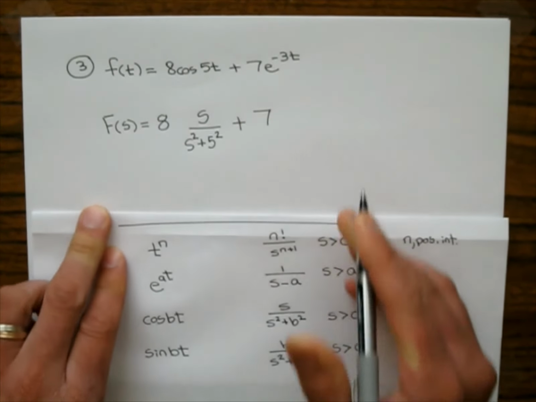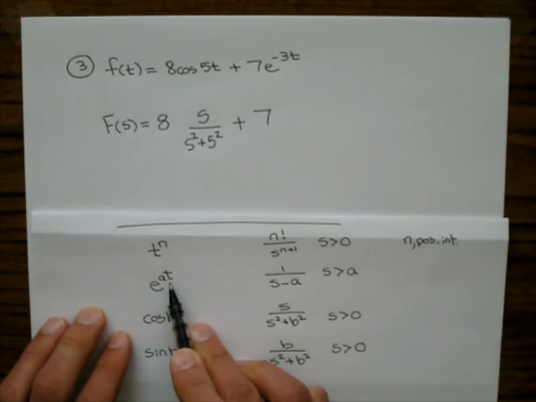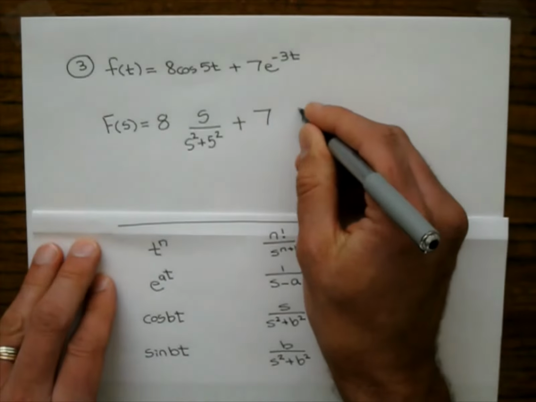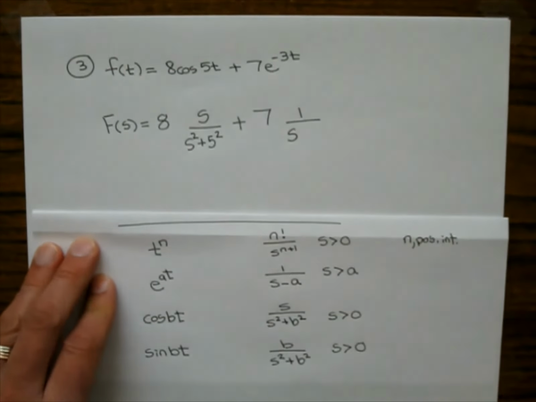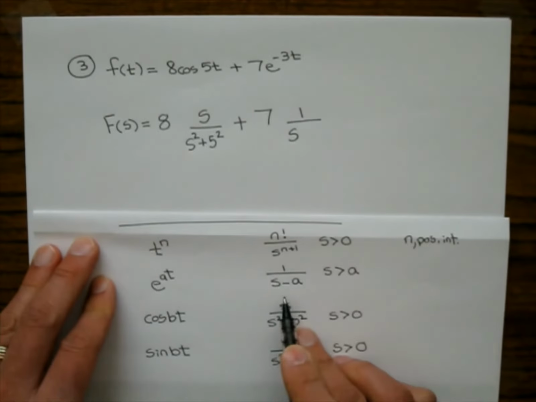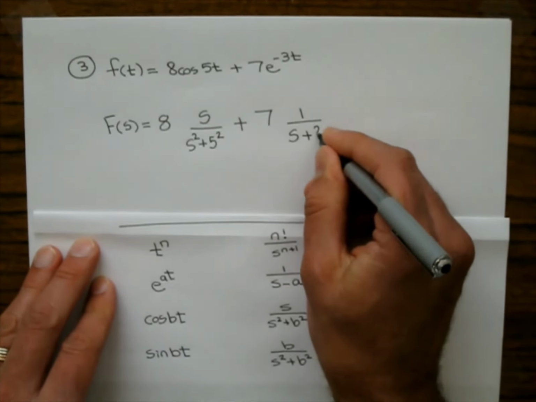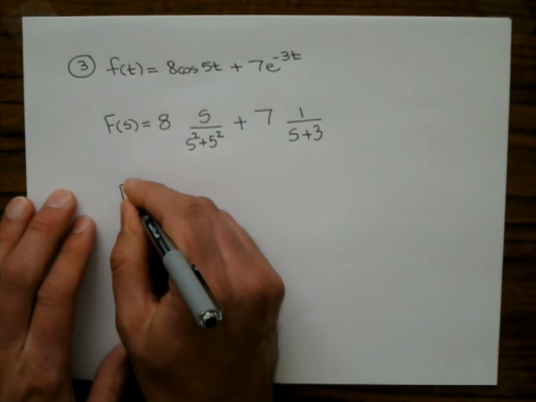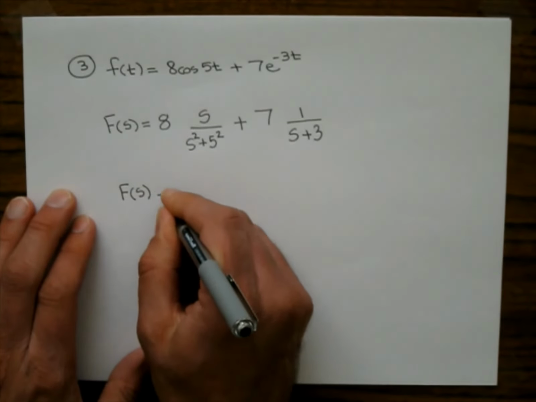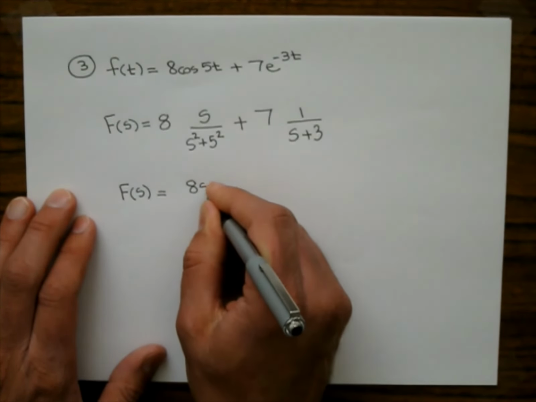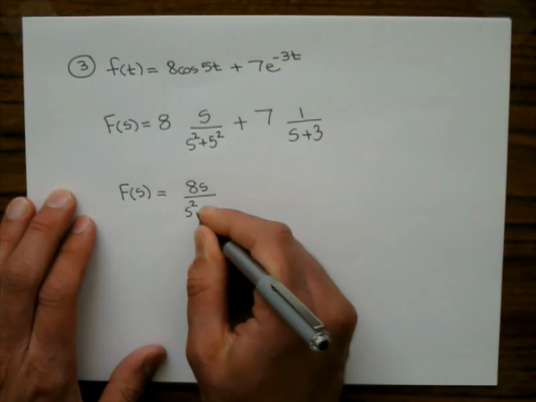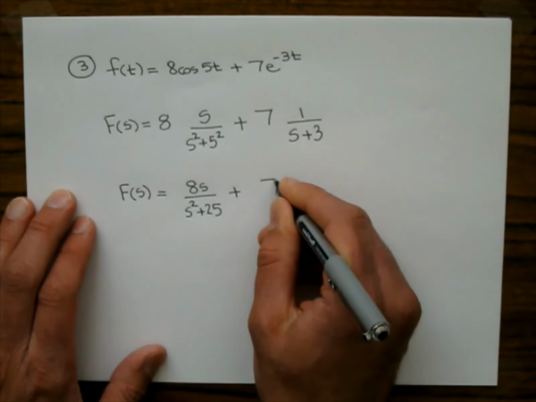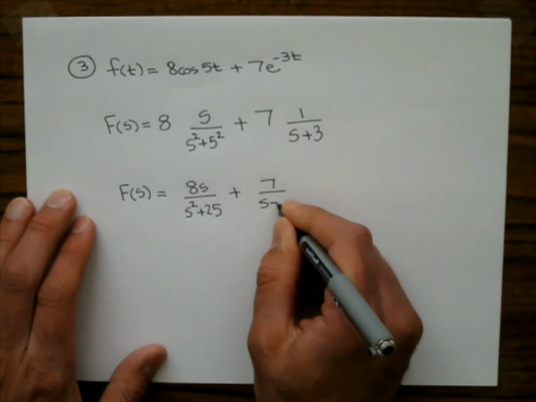Plus 7 times the Laplace transform of e to the at. Well, in this case, a is negative 3, so we're going to write this as 1 over s, and then we're going to go plus 3. Okay, let's clean up our answer. And our answer is going to say 8s all over s squared plus 25 plus 7 over s plus 3.